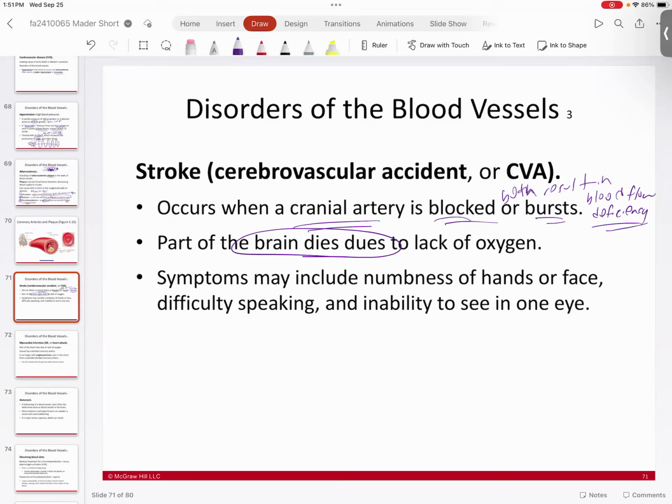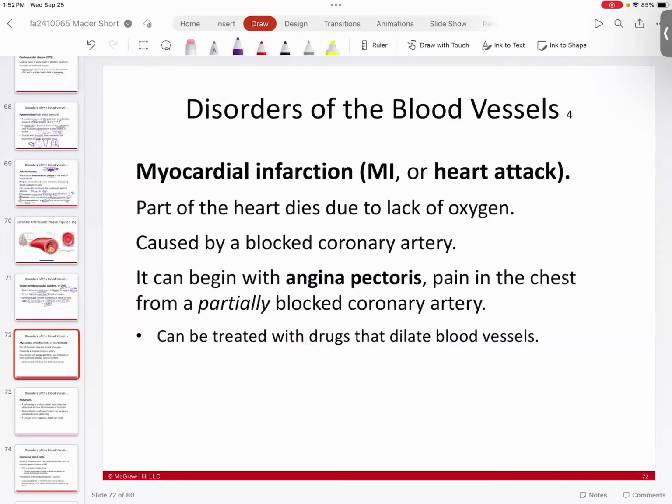But typically it comes across the same. Oftentimes it's unilateral. You'll get numbness in the hands, or inability to see, loss of your senses, difficulty in speaking. Unilateral basically means that one side of the brain is experiencing that deficiency. That's typically what happens in a stroke. Okay.